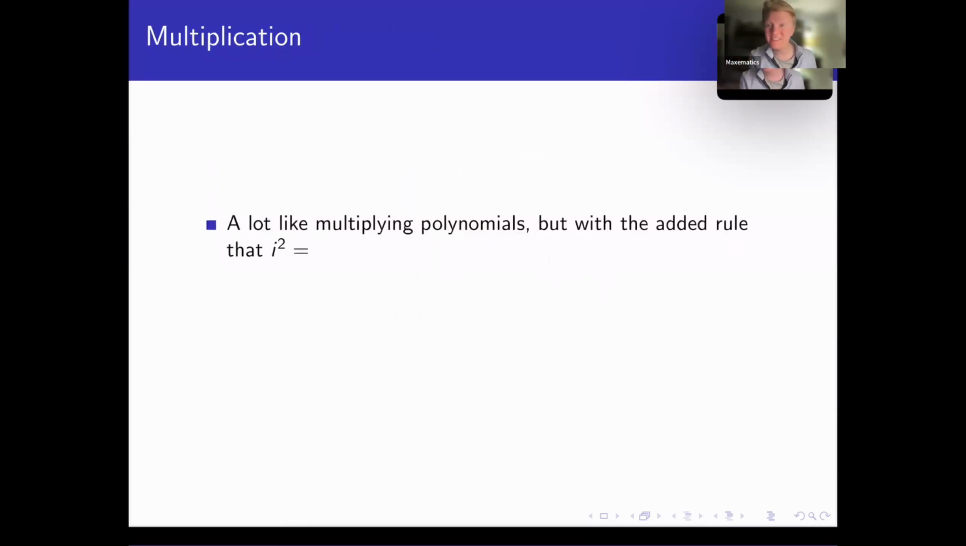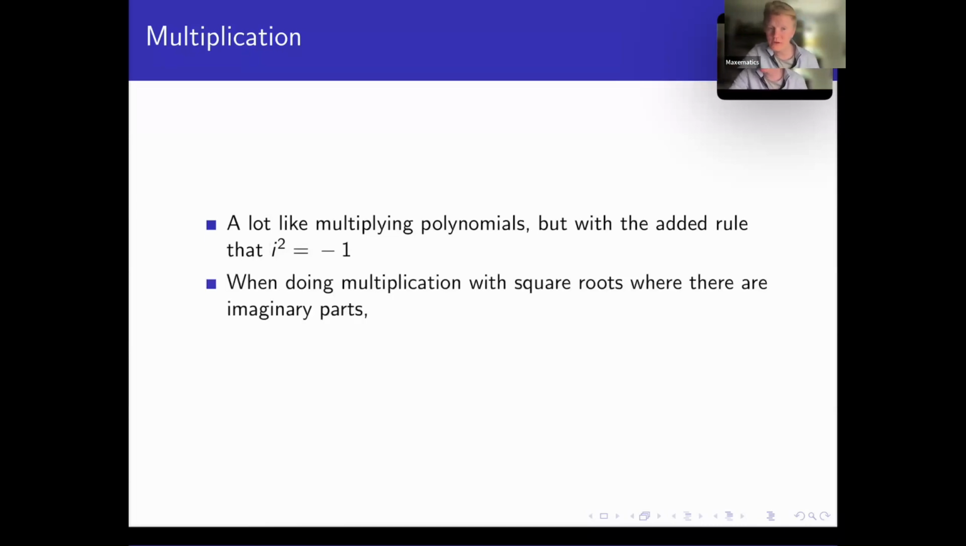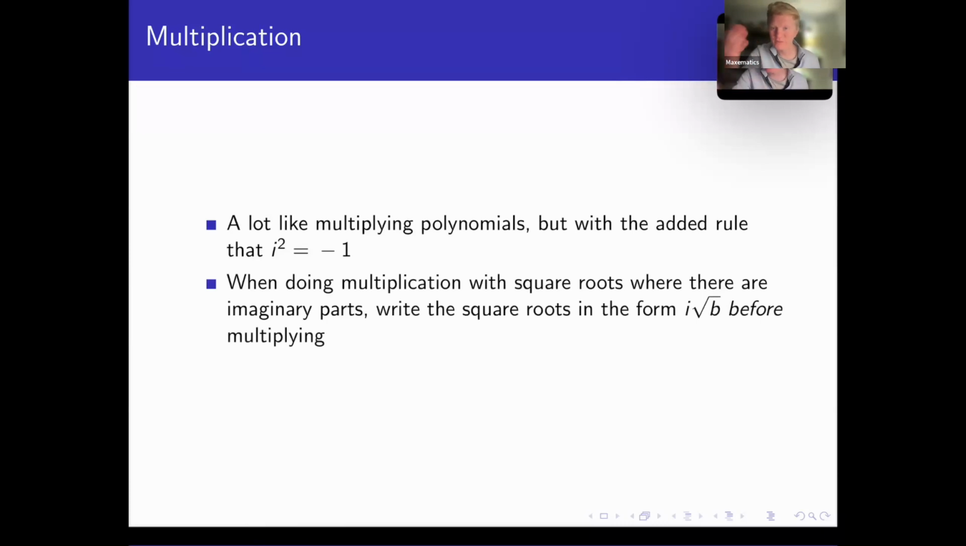And multiplication isn't that much different, except think about this. If you have been thinking about i as x, well, when we are doing, for example, foiling and we get x squared, well, x squared just stays x squared. It's its own thing. But if you're doing it with i, we have the rule that i squared equals something specific. So it's just one extra step of simplification. So we say in the complex numbers that i squared is negative 1. So when doing multiplications with square roots, with imaginary parts, write the square roots in that i square root of b form before, and do that before multiplying.